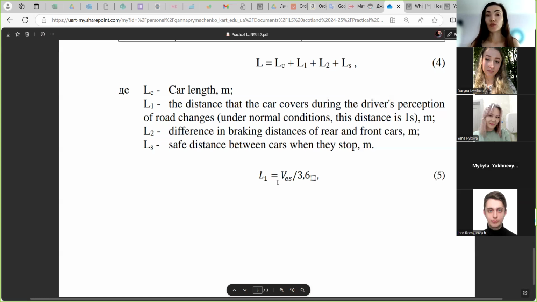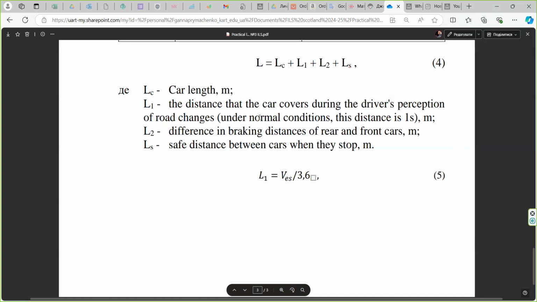and what does L with index 1 mean? Please look here under the formulas. It is the distance that the car covers during the driver's perception of road change. Under normal conditions, this time is 1 s. The time we use is near 1 second, and what is the distance in this period of time. We use these parameters in meters. We need to use meters.